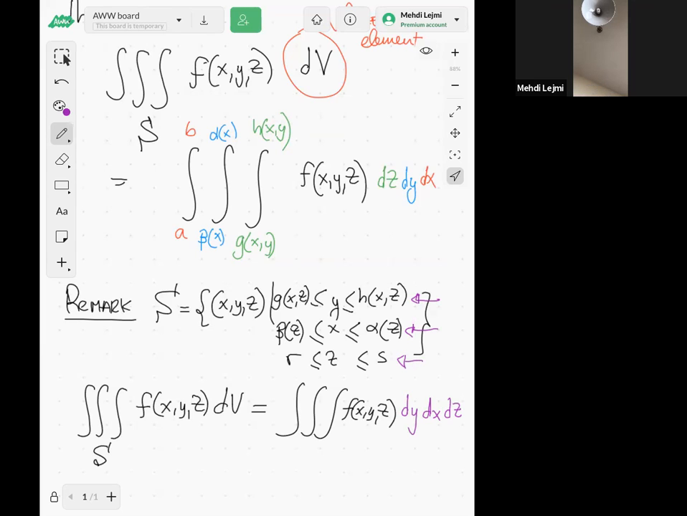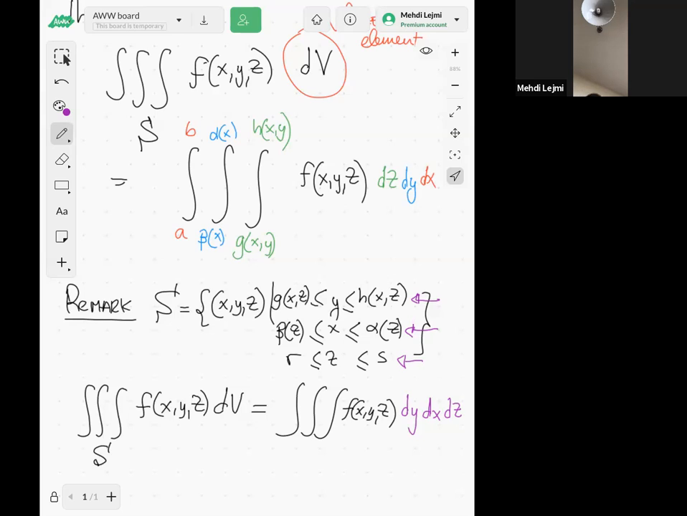Before the examples and exercises, is there any question about this? I know there are a lot of different cases, six different situations, but as I said, you keep the last integral with respect to the variable between the two constants.